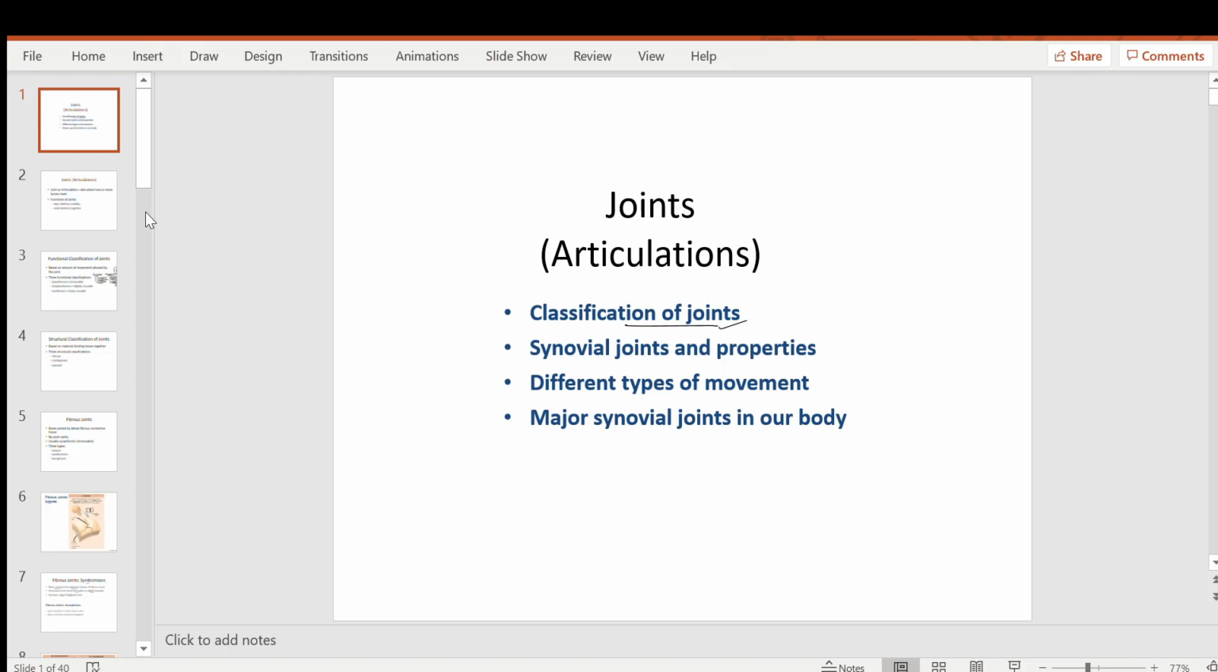And then we talked about the properties of a typical synovial joint. We talked about the movements, different types of movements that occur in the synovial joints. And then we talked about two different types of synovial joints, the two different large synovial joints. We talked about the knee joint and the shoulder joint.